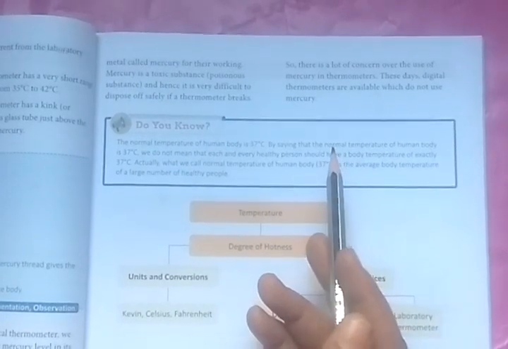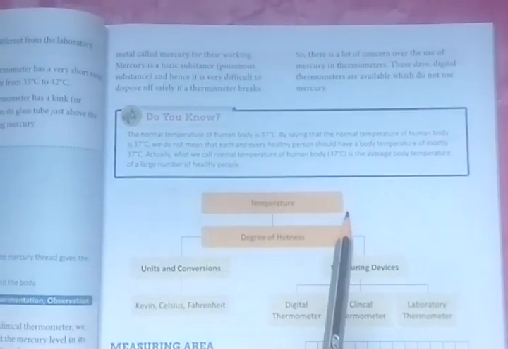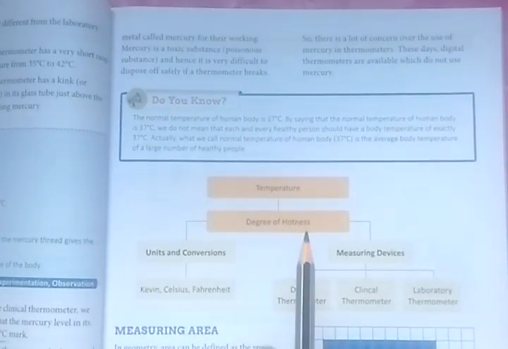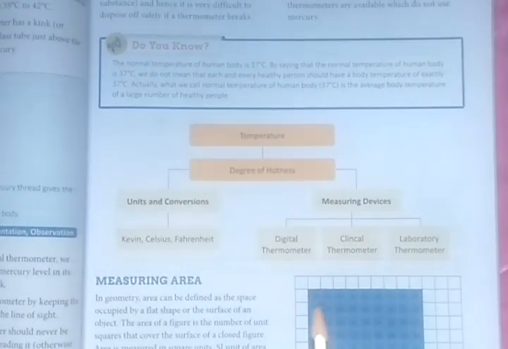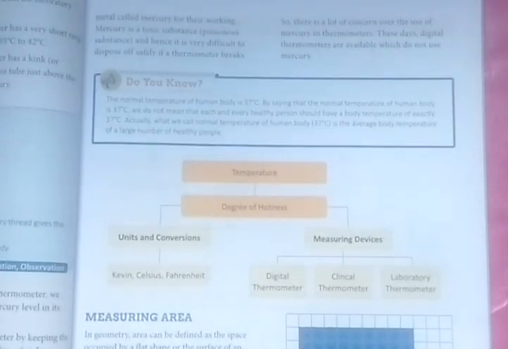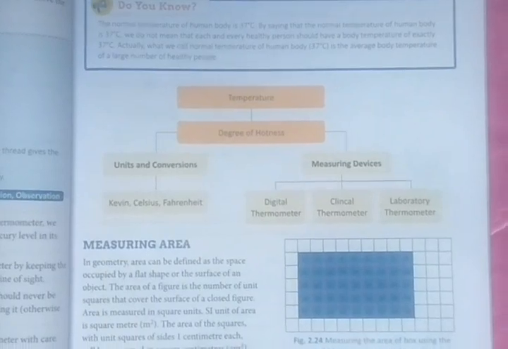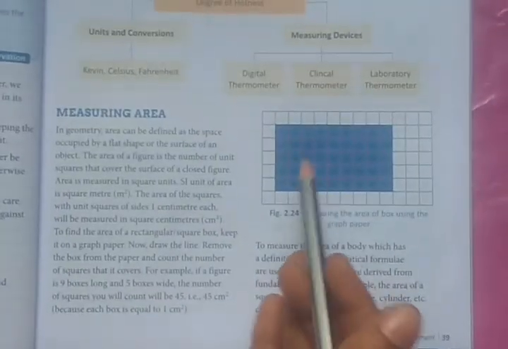Nowadays, digital thermometers are available which do not use mercury. So nowadays almost everyone is using digital thermometers. Why? Because they do not have mercury. Okay children, did you understand about the temperature, how to measure the temperature, and the measuring devices, the digital thermometer, clinical thermometer, and the laboratory thermometer? Up to here understood? Next, we go for measuring area.